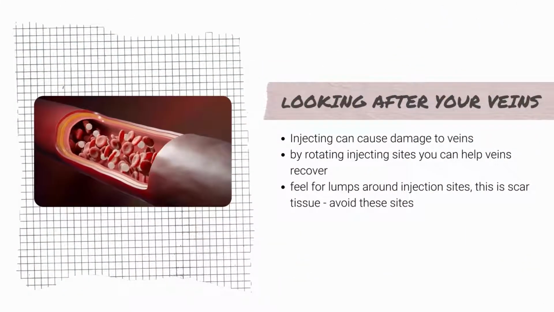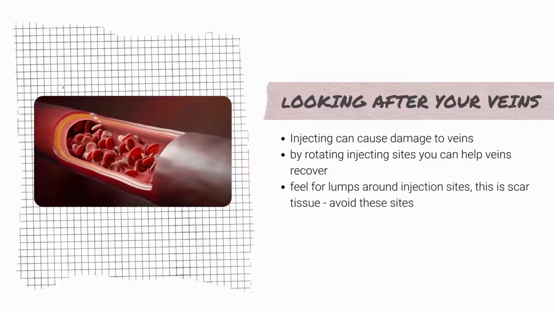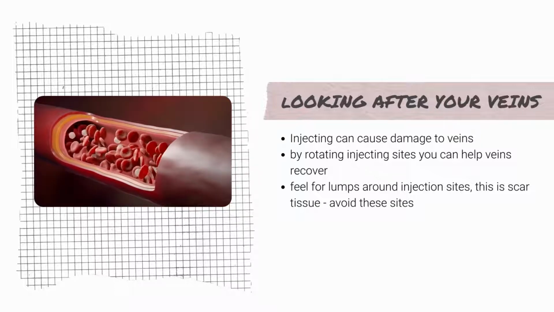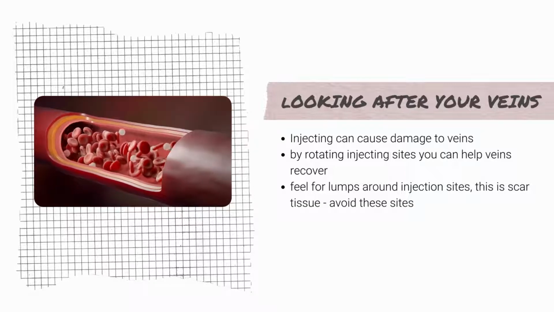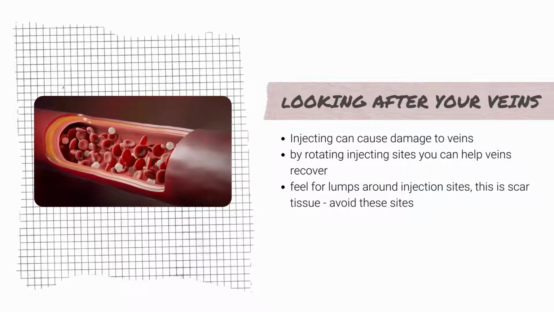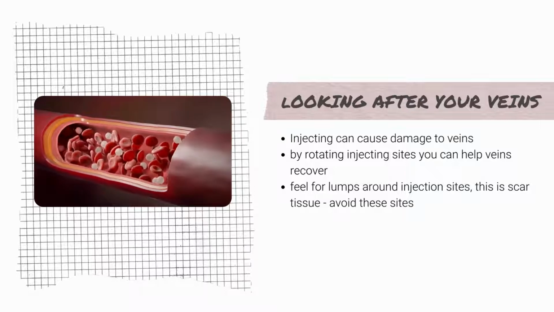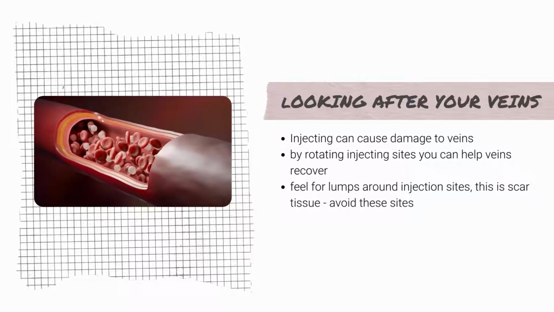Injecting into a vein can sometimes cause damage. This is usually because of repeated injecting in the same site. The vein can then become irritated and the internal lining of the vein swells and can collapse, which can stop the blood flowing through it. Often by not using that vein for a while, it can recover, but sometimes the damage can be permanent.